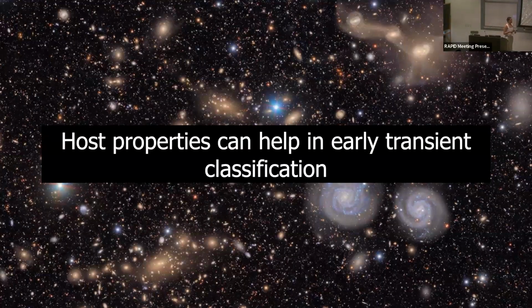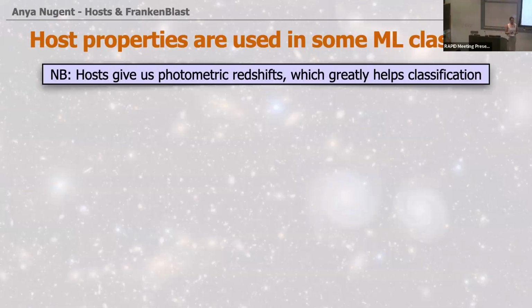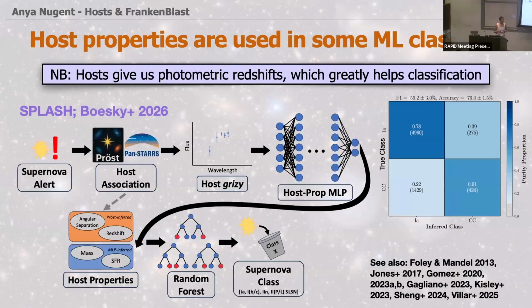Now, because of that, host properties can be helpful in early transient classification. And indeed, host properties are used in some machine learning-based transient classifiers. An obvious no-brainer of a really useful host property is their photometric redshifts. This will help us better constrain transient luminosities and light curve width, which is going to greatly help in classification. But other host properties can also be useful, like their colors, star formation rates, and stellar masses, like we just saw before. There's a variety of papers that have explored those.